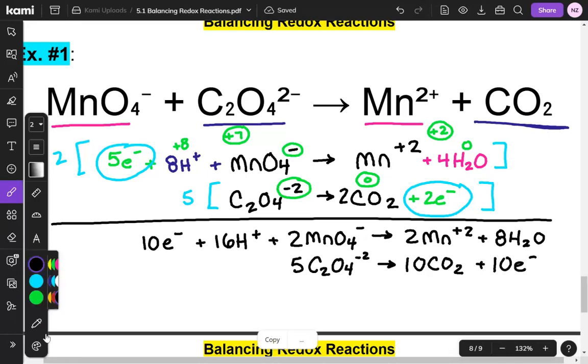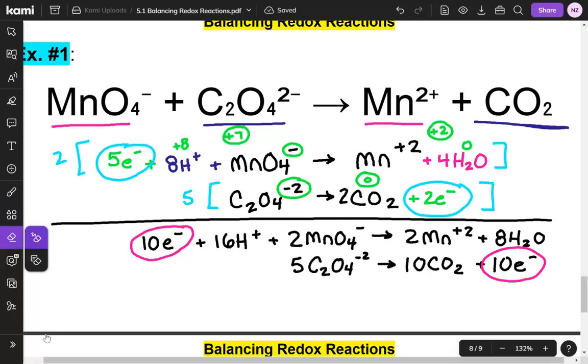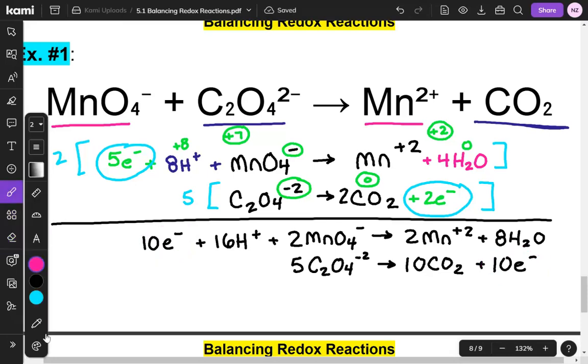Okay. So again, the most important thing is making sure that the number of electrons are the same. You should have electrons in one reaction on the reactant side, as we do in the first half reaction, and then in your other reaction, you should have them on the product side. Okay, so those are going to cancel out.